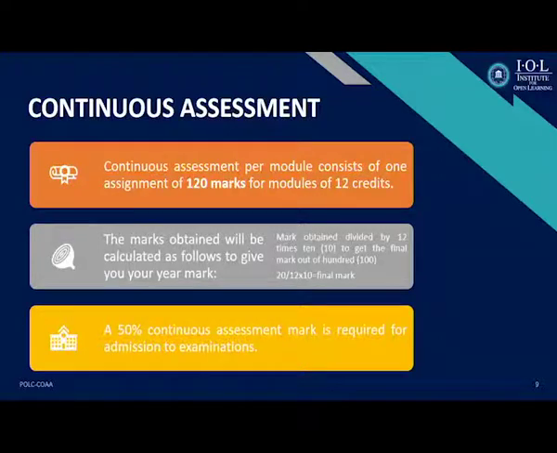Now, for this subject, it's marks obtained divided by 13 times 10 to get you the final mark out of 100. So, for instance, if you obtain 130 in your assignment, 130 divided by 13 gives you 10. And 10 times 10 gives you 100. So then your final mark for the assignment will be 100.